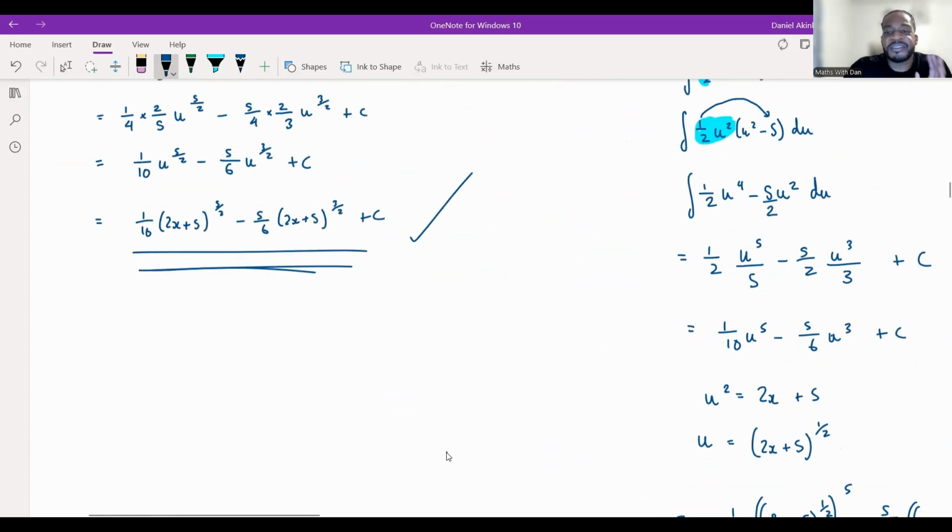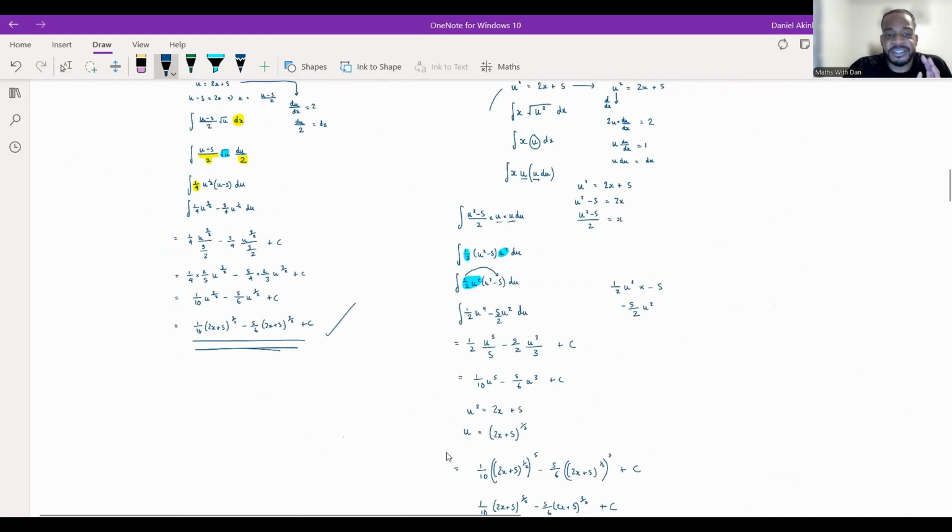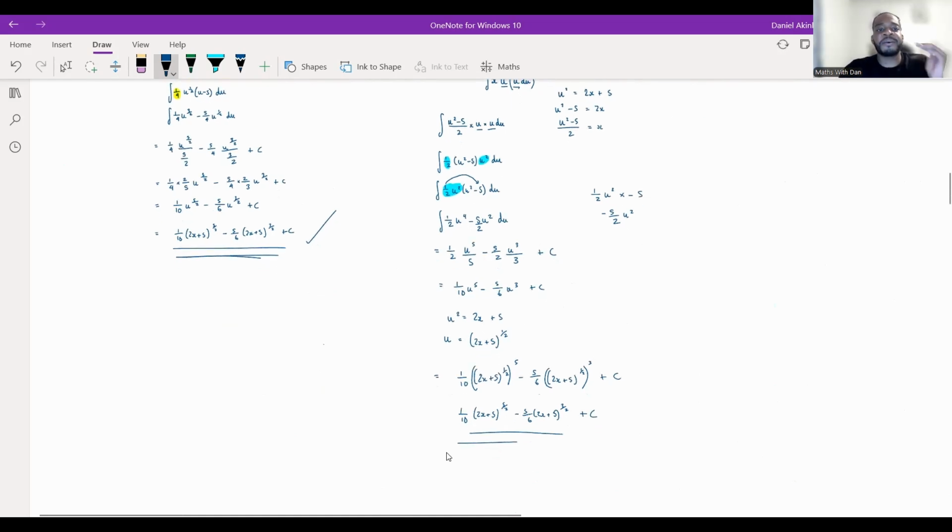So you can see that you could use different substitutions for the same question, but you get the same thing. So it just depends on what you prefer. Yeah, and to be fair, in an exam, I've never seen them not give the substitution, but it can happen. Yeah, but does that make sense, guys?